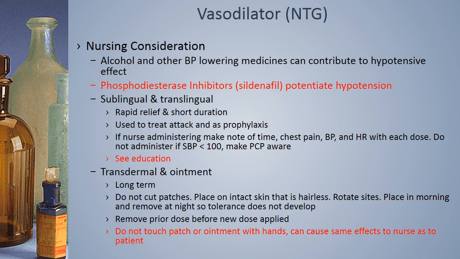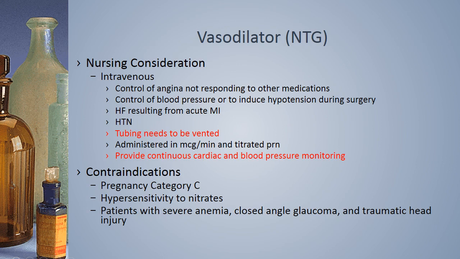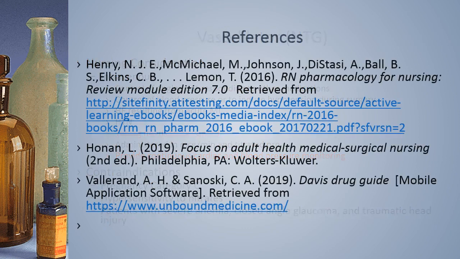If you are giving nitroglycerin, so you're in the hospital and you're giving nitroglycerin for chest pain, you need to make note of their pain, what type of pain it is, their blood pressure, their heart rate, and the time that you're giving the medicine, because you need to make note if it's improving the chest pain. Don't want to touch the patch or the ointment with your hands because guess what? It can cause the same effects to you. If you're giving it IV, your tubing needs to be vented, and you want to make sure the patient is on a heart monitor continuously while you're giving it.